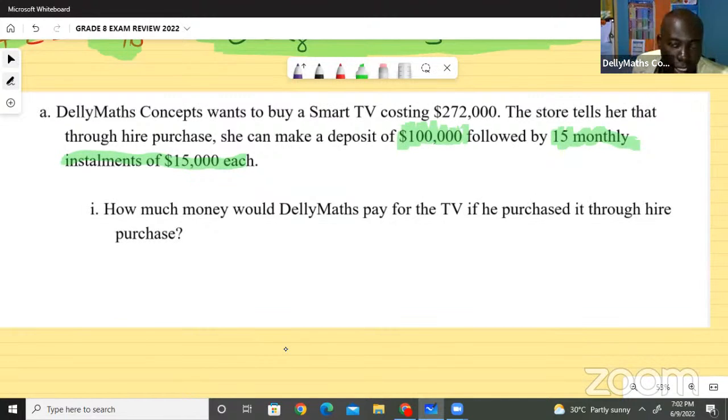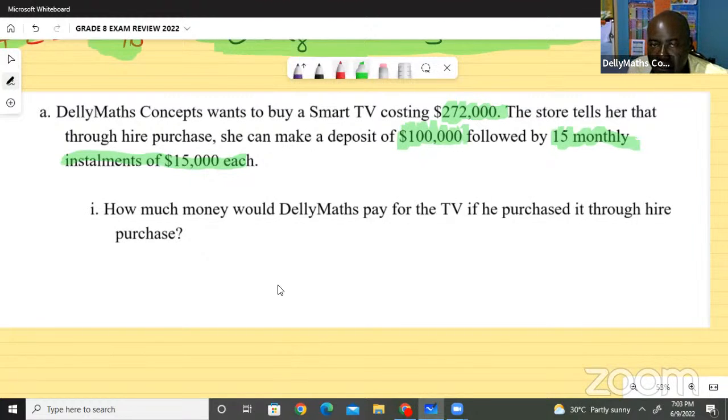You go in there, you see a TV, it costs 200 and something thousand. Well, that's the price for it. You're not going to buy it outright; you're going to take it out on hire purchase. On hire purchase, you make a deposit and then come back and pay some more money. Now, the question says, how much would Delimath pay for the TV if she purchased it through hire purchase?